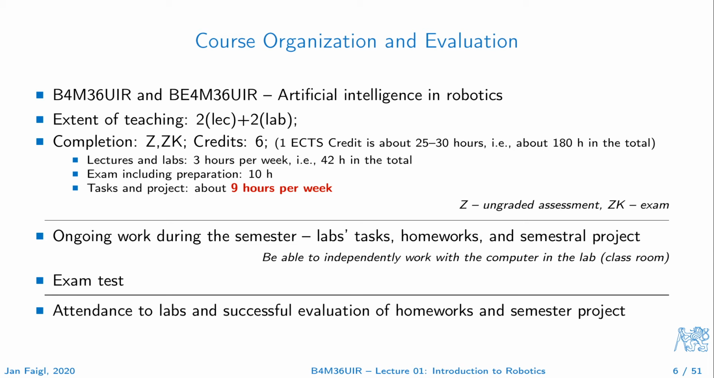By means of completion, you need to gain the ungraded assessment and the exam. If you pass, you gain 6 credits. Just be aware that one ECTS credit is about 25 up to 30 hours, which is 180 hours in total, 60-minute hours. The organization of the course is that you have 3 hours per week spent on lectures and labs, which is 32 hours in total.